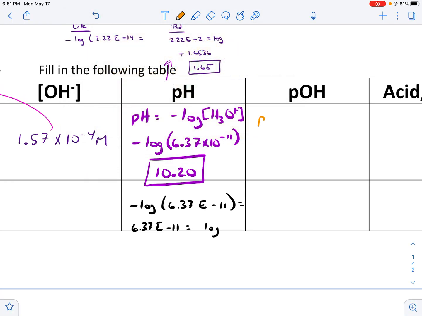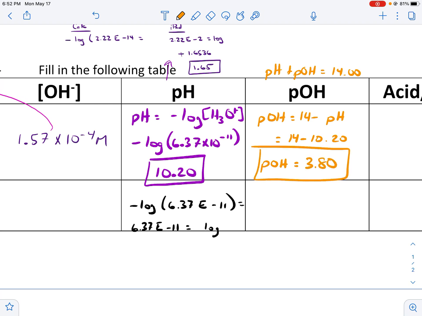Now POH, we can do this a couple of different ways. We can say POH is equal to 14 minus pH, like we did a little bit earlier. I just rearranged it. Remember the formula we started with? pH plus POH equals 14. I just rearranged it. No stress. Please don't let that stress you out. So we can just take 14 minus our 10.20 and we'll have our answer. That would be 3.80. That would be one way we could do it.